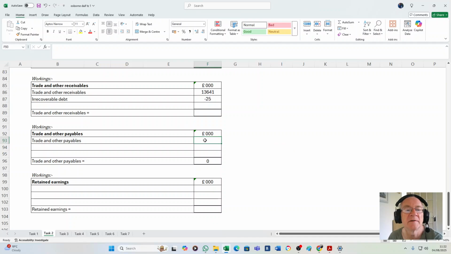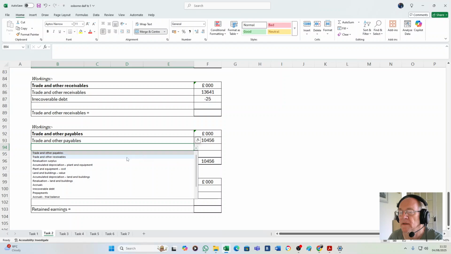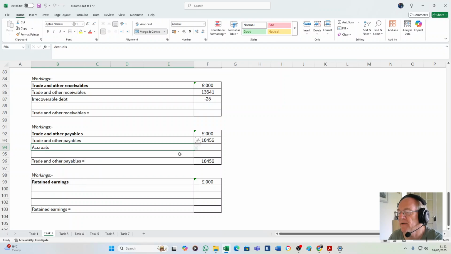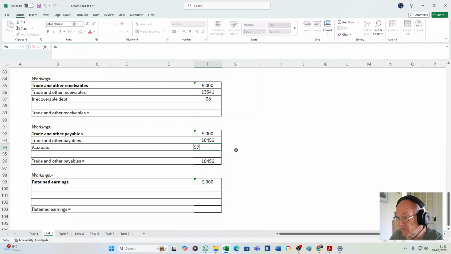Trade and other payables, so the 100456, and then of course we've got some accruals. So accruals hide within trade and other payables, prepayments within there, that's the trial balance version.